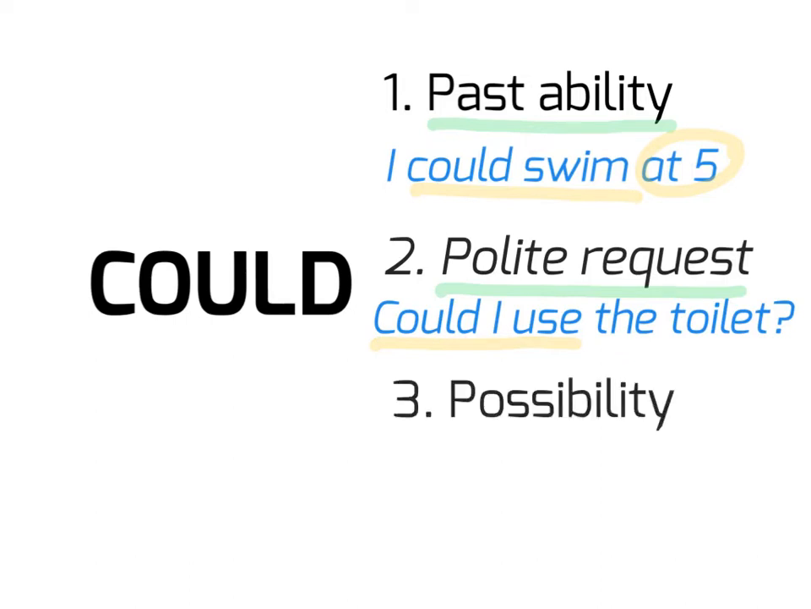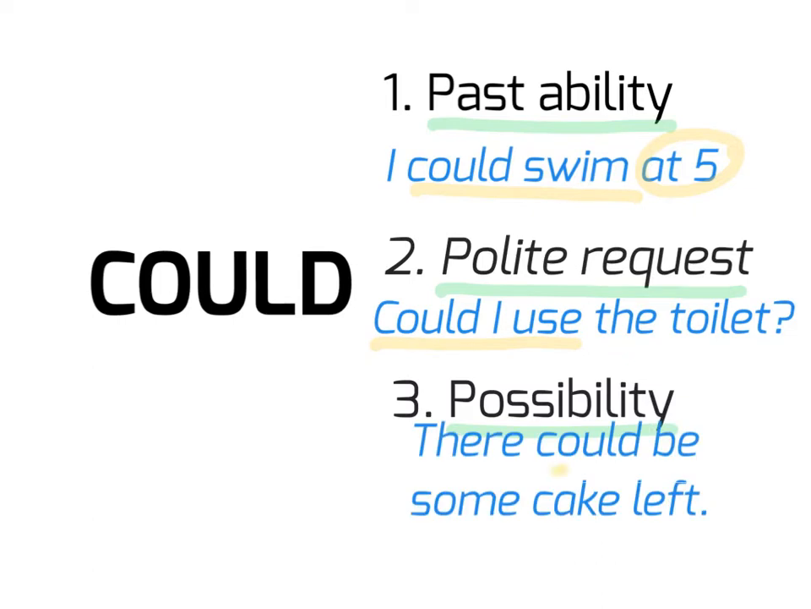A third use is to express possibility. For example, there could be some cake left. That's our opinion. We are not sure about that. It's a possibility based on our opinion. And these are the three uses of could.